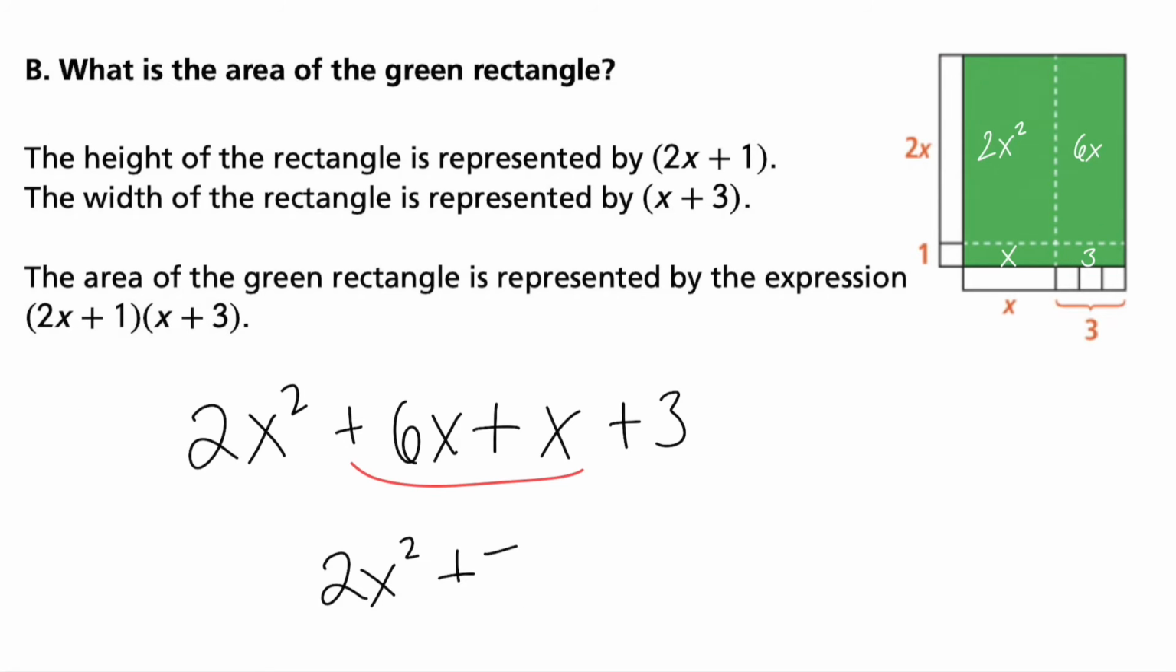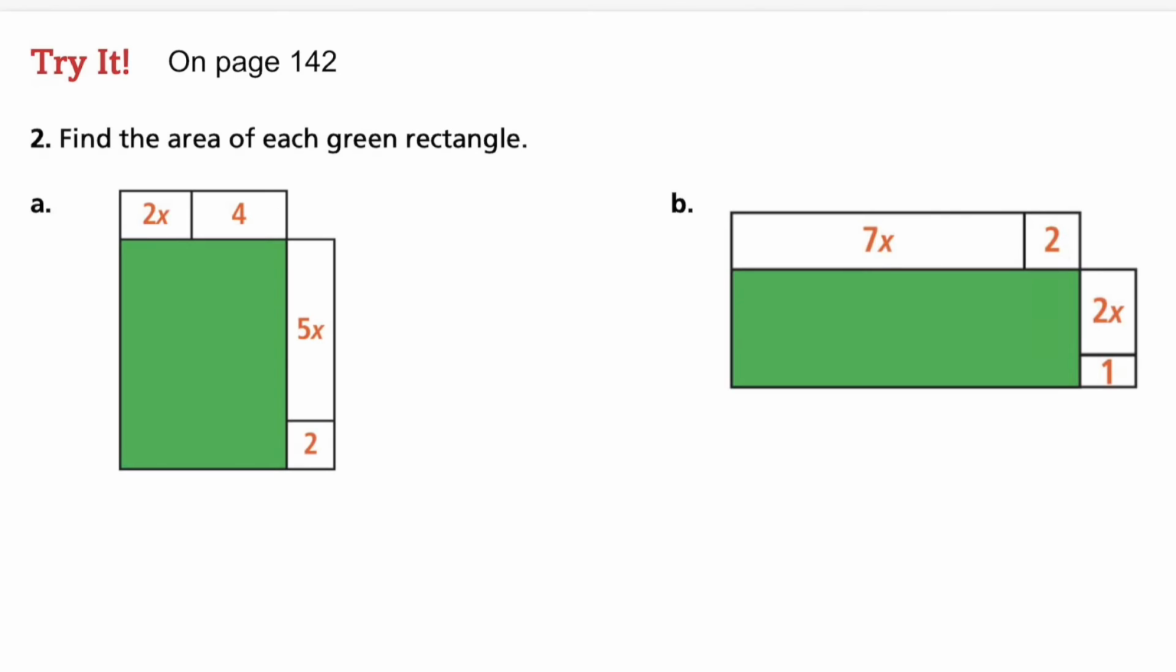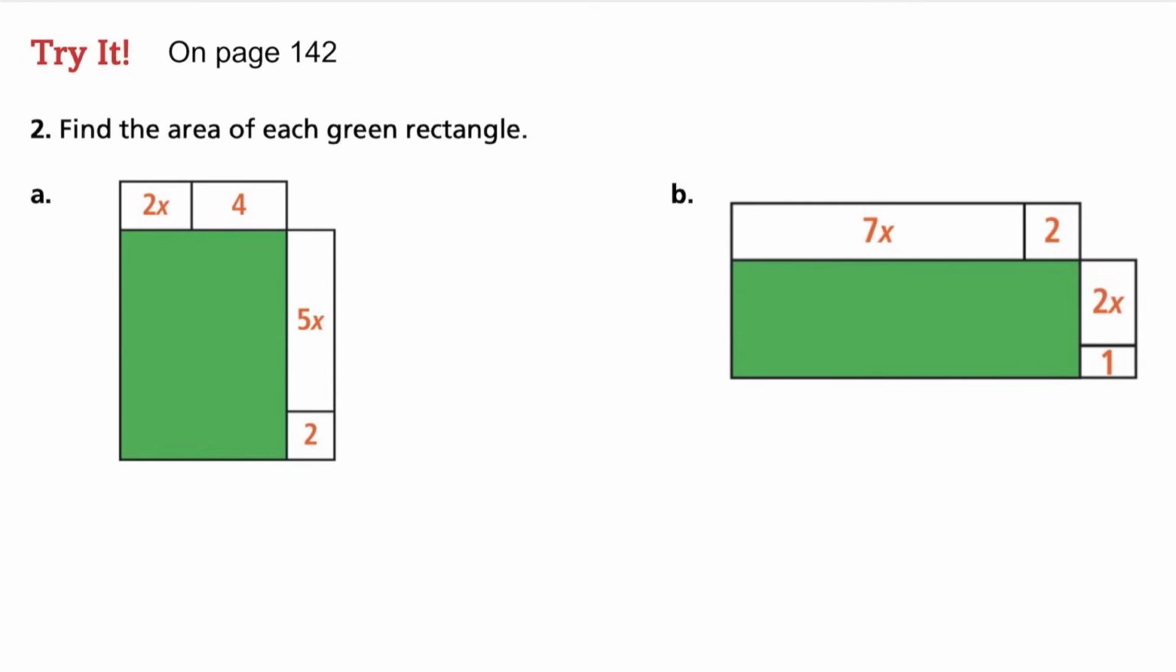After combining like terms, the area of this entire green rectangle is going to be 2x squared plus 7x plus 3 square units, whatever the units are, inches, meters, whatever it was. Use the box method to find the area of each green rectangle. So the first thing I'm going to do is actually add the lines so that I can see very clearly the smaller rectangles that I'm going to find the areas of.